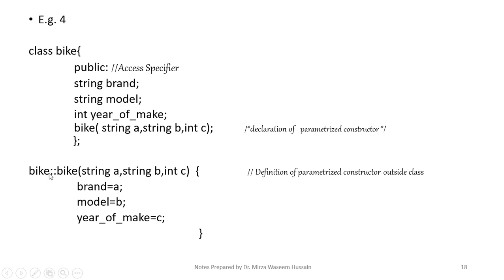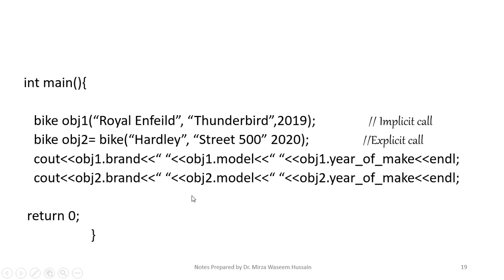Bike is simply the name of the class, then the scope resolution operator, and the constructor name Bike with arguments string A, string B and string C. Here we give the definition. The contents of A will be copied into brand, the contents of B will be copied into model, and the contents of C will be copied into year of make.